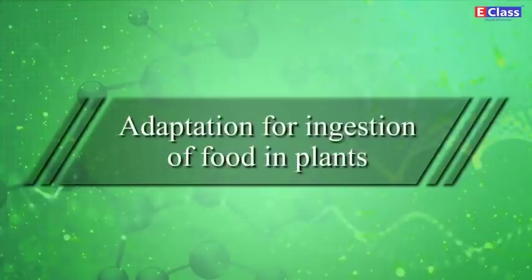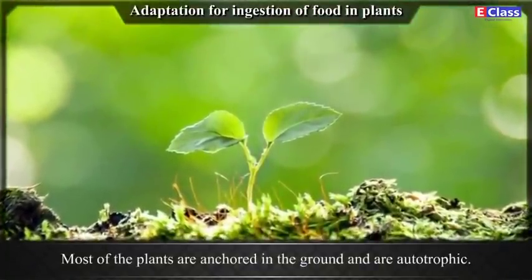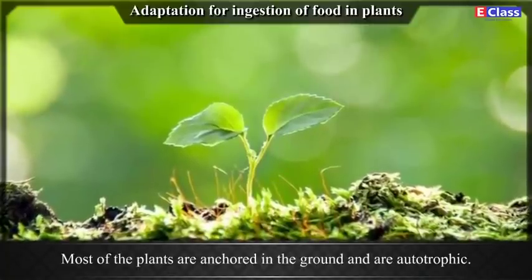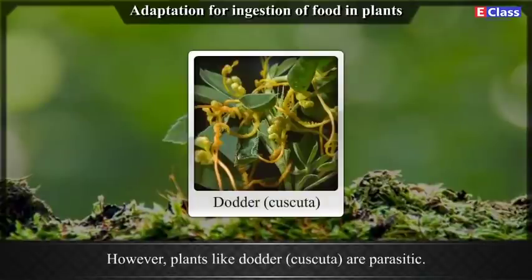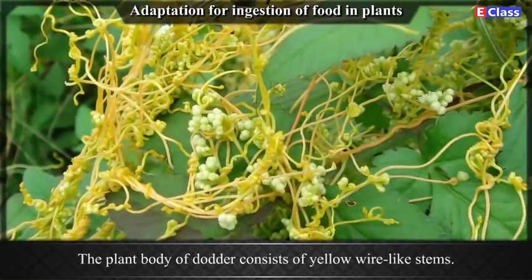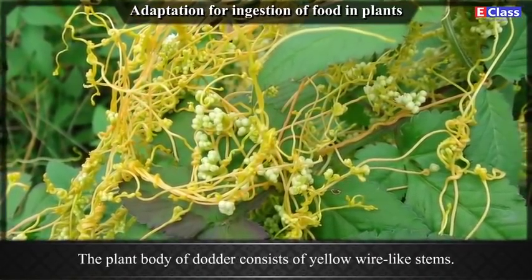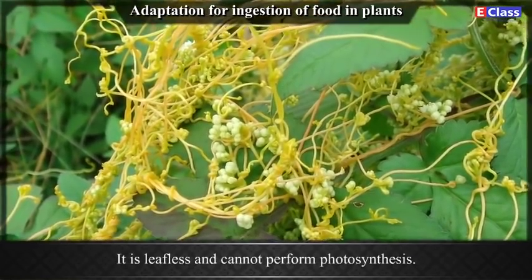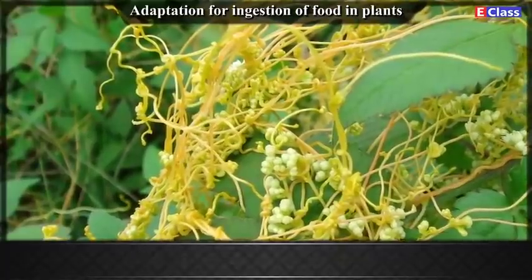Adaptation for ingestion of food in plants. Most of the plants are anchored in the ground and are autotrophic. However, plants like dodder, that is, Cuscuta, are parasitic. The plant body of dodder consists of yellow wire-like stems. It is leafless and cannot perform photosynthesis.